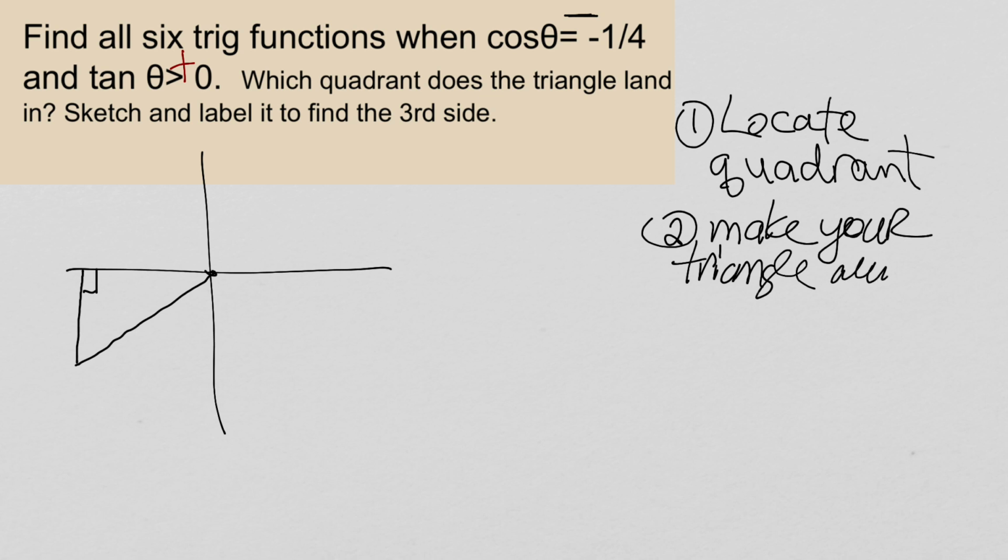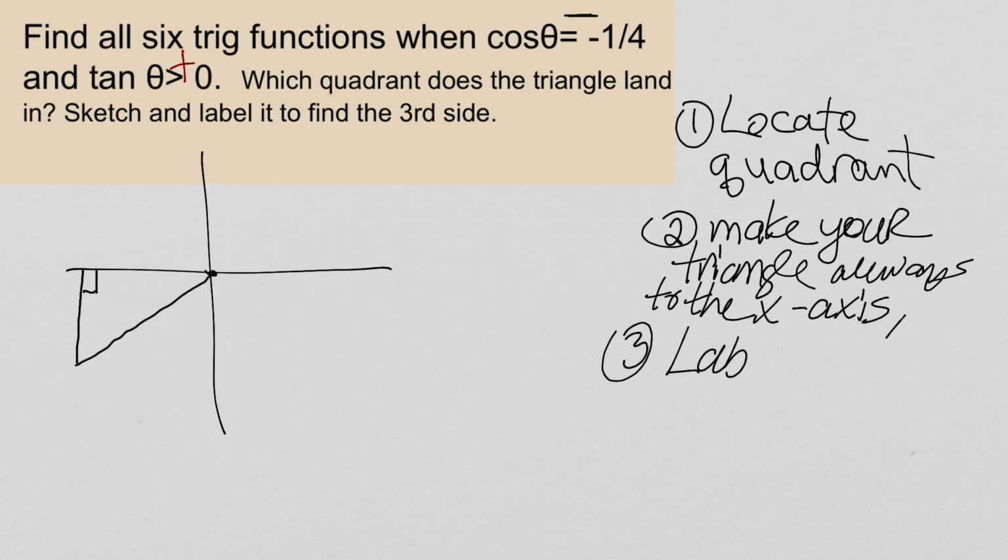Always to the x-axis. All right, now we have to label it. Here is my theta angle, and it's saying that cosine theta is -1/4.